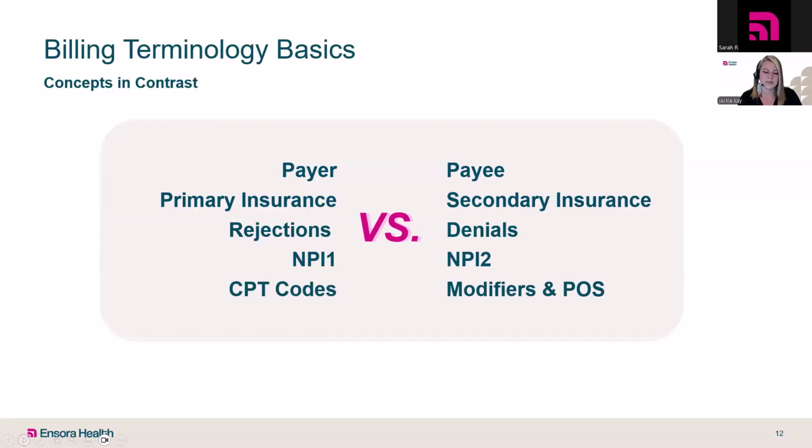And then we have CPT codes and modifiers and place of service. The CPT code is what you've seen on the claim first. That's the service you render as the provider. And then the modifiers and place of service are the additional information that goes along with the claim.